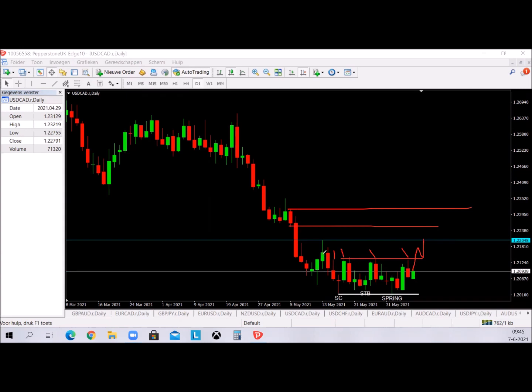This is a clear accumulation range to me. This is your PS, your SC, move to the upside, then the STB forming, generating liquidity below the range, another move up, clear spring. Look at the daily hammer, very, very bullish. Then I waited for a clean break above this area on the hourly, close above, entered long, put my stop around here on the hourly time frame, targeting the blue line.